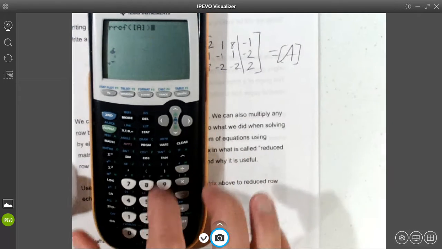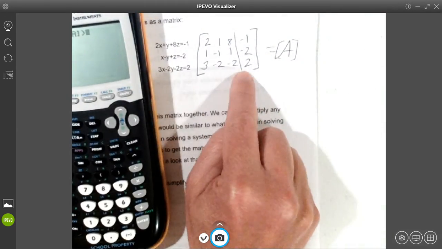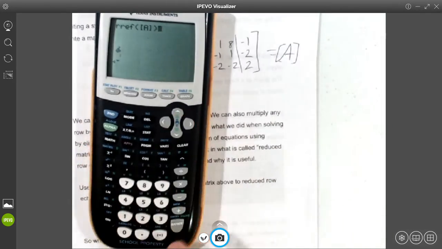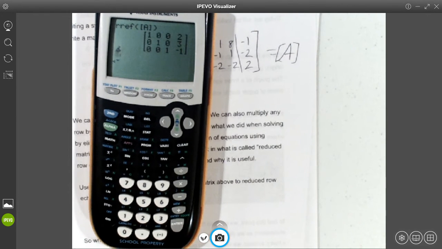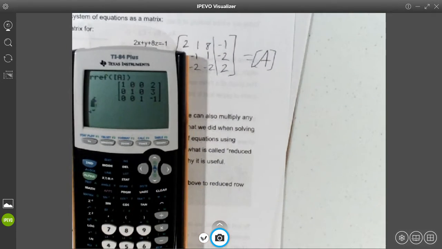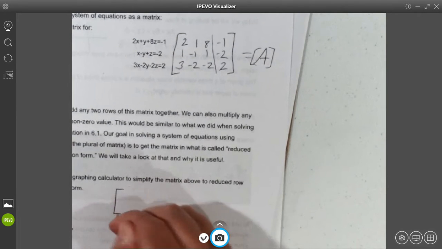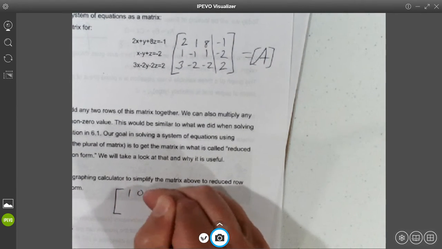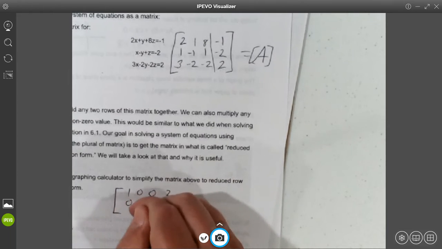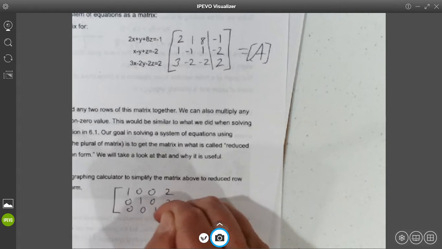So your calculator says, hey, I'm going to do the reduced row echelon form of matrix A for you. It says, I'm going to take this matrix and put it in reduced row echelon form. And we're going to look at that and then we'll see why it's useful. So you go ahead and hit enter. And it gives you this new matrix. Hopefully you got that. Okay, and I'm going to copy that down on my paper. So it was 1, 0, 0, 2. 0, 1, 0, 3, and 0, 0, 1, negative 1.